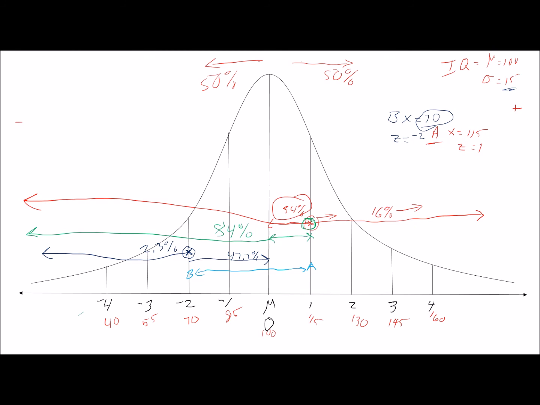Well, we know that from one standard deviation, or a Z-score of 1, to the mean, so from here to here, that's 34%. That part we know. We also know that from a Z-score of -2, so from here to the mean, that proportion is 47.7%. So the next step would be to add those together. And that would tell us that 81.7% fall between person A and person B.